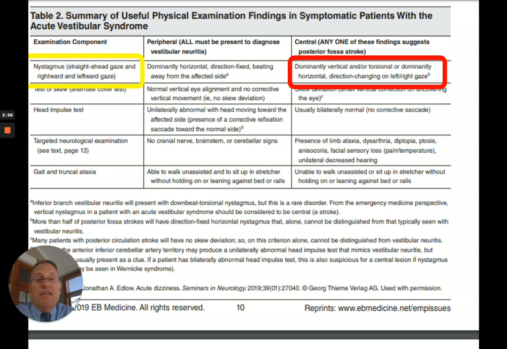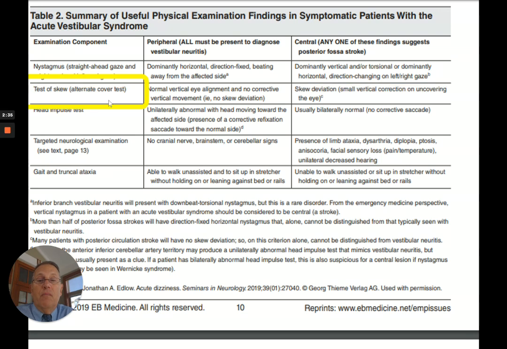Central nystagmus is nystagmus that can either be vertical, torsional, or dominantly horizontal but direction changing. It'll be fast to one side, fast on the other side, depending on where the gaze goes. So bidirectional, vertical, or torsional is more sinister central nystagmus. What is the test of skew?